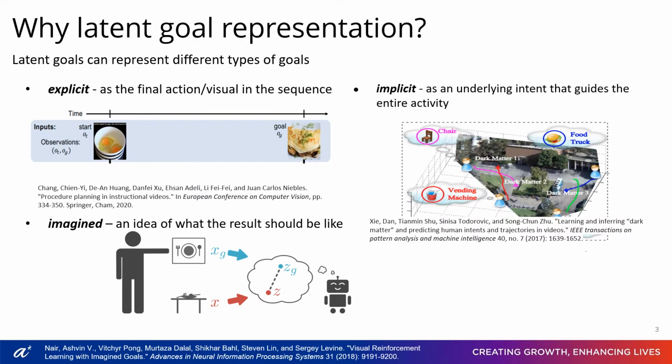The reason we use latent goal representation is so that we can represent different types of goals, like explicit goals, where we know the visual representation at the end of the sequence, or implicit goals, like when a person is hungry and can take different actions in order to satisfy that goal.